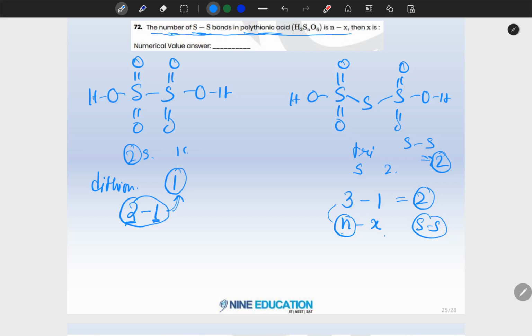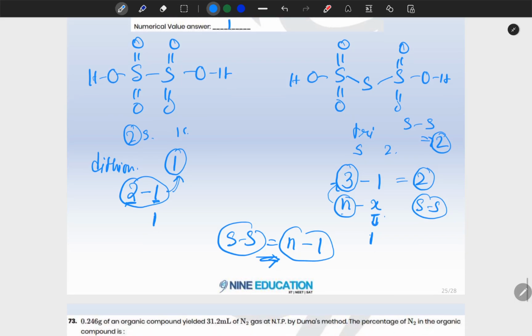N basically indicates the number of sulfur atoms present in the polythionic acid, and the value of X should be 1. So in this case we need to find out the value of X. The value of X is actually equal to 1. So the number of S-S bonds must be equal to the number of sulfur minus 1. This is how we can find the number of S-S bonds. So the value of X is equal to 1.